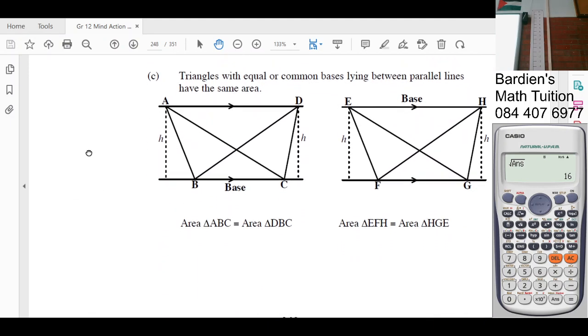We carry on. Also a very important concept to understand: triangles with equal or common bases lying between two parallel lines have the same area. Let's draw that out quickly. We have two parallel lines. You guys know what parallel lines are? Triangles with equal or common bases. So let's say that is your base, and that's your base. So if this is a base of 2 and that's a base of 2.